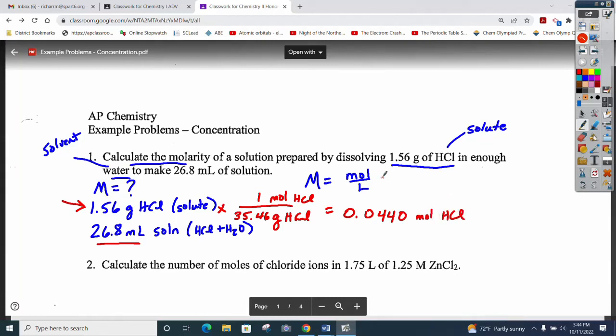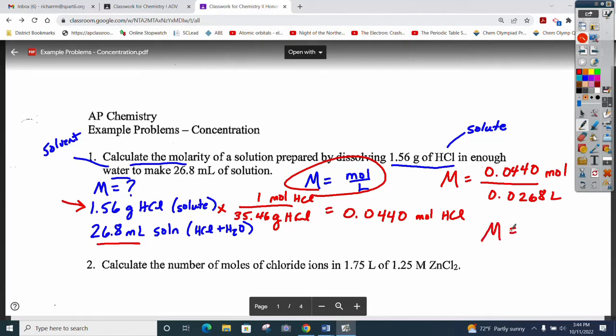Now I'm ready to plug into my equation right here. I'm looking for molarity, so I'm going to leave that as my variable, moles, 0.0440, divided by my volume, which is the 0.0268 liters. I should have written moles right up here. Plug and chug into your calculator.